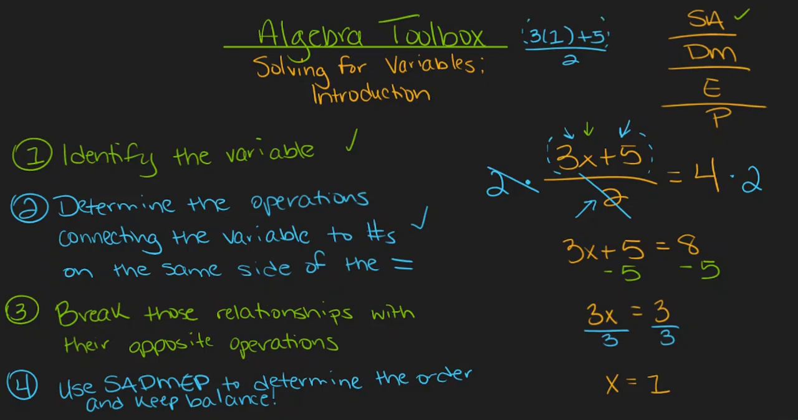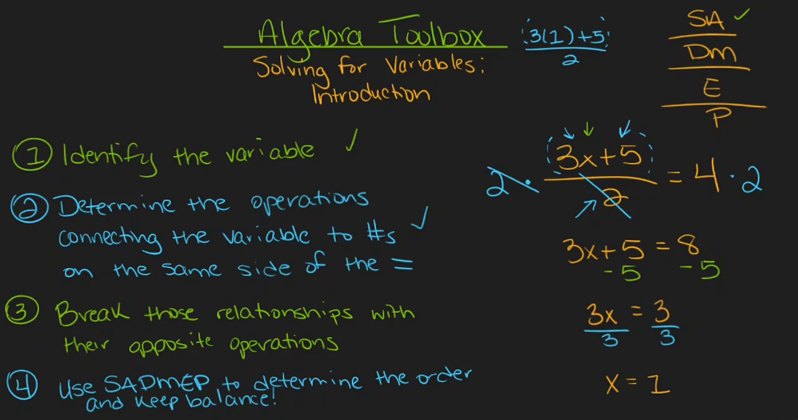And again, the reason I have to do that now is we're simplifying an expression that uses all numbers. When we're simplifying an expression with all numbers, so all numbers, no equal sign, we use PEMDAS. When we're solving for a variable, we use SADMEP. So it's really important to remember when we use each. In this case, I'll use PEMDAS.